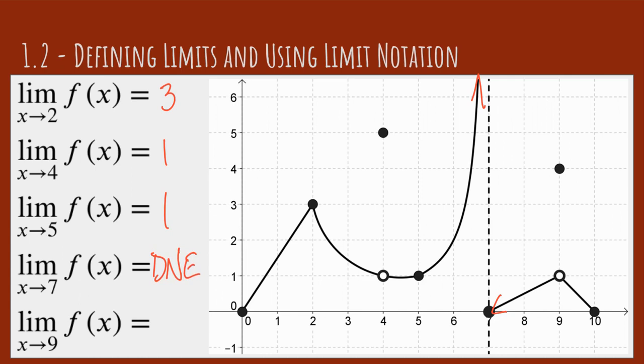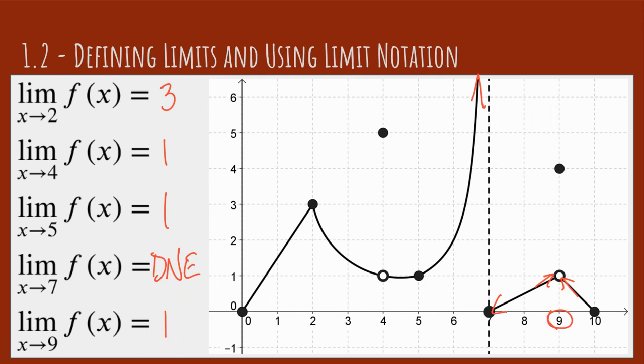Last one here, as x approaches 9, what's happening with f of x? So 9 on the x-axis here, as the function approaches 9 on both sides, the function's getting closer and closer to 1, so the limit is 1.